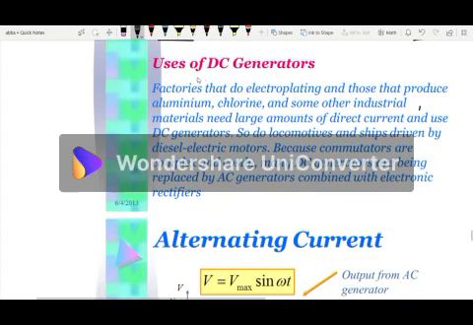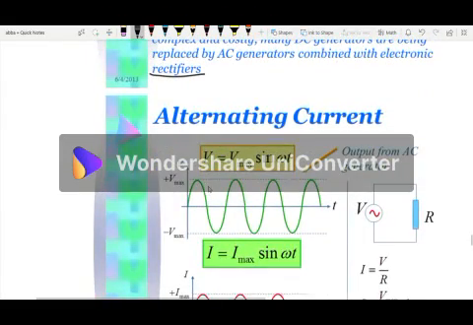Now the uses of DC generators: factories that do electroplating, and those that produce aluminum, chlorine and other industrial materials, use direct current and DC generators. So do locomotives and ships driven by diesel electric motors. Because commutators are complex and costly, many DC generators are being replaced by AC generators combined with electric rectifiers. We'll deal with that later.